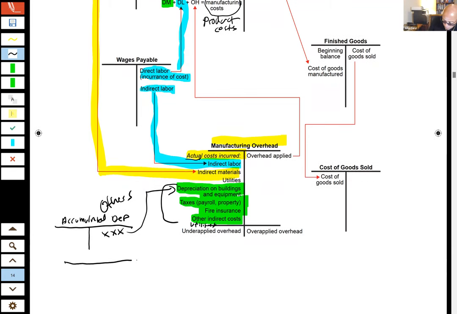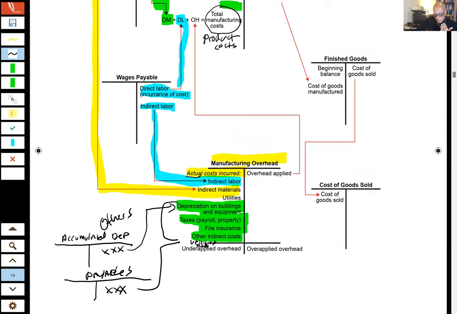We would have payables. So the credit would be to payables there. The debit to utilities could be rent. I'm just trying to squeeze rent in there, guys. It could be rent on the factory building, and we have the different payables. Okay, so what have we done here?